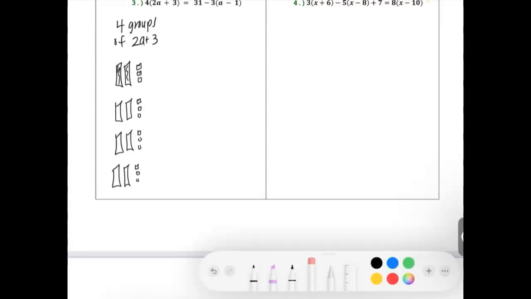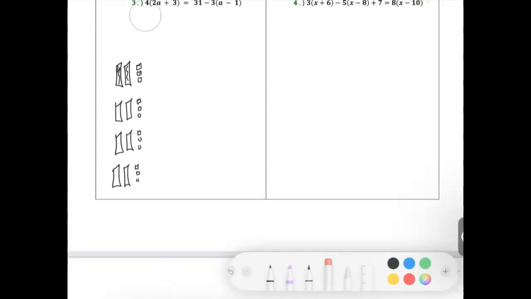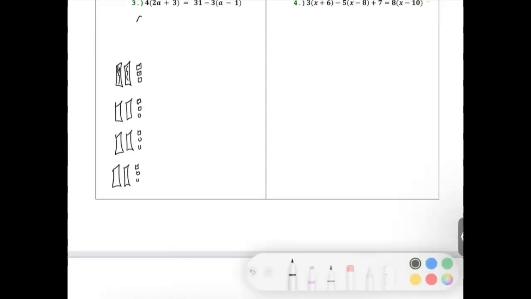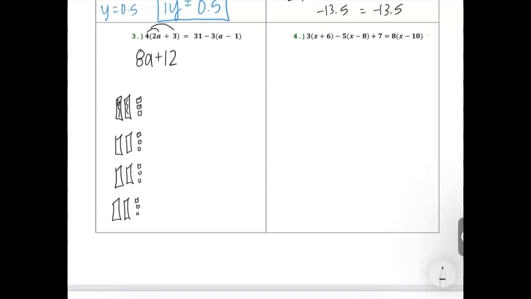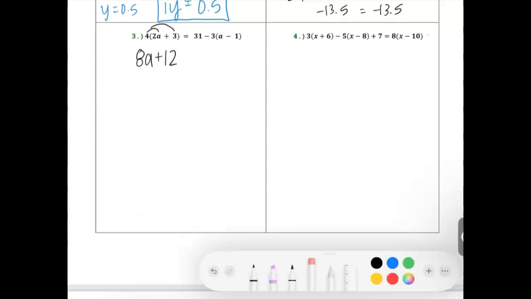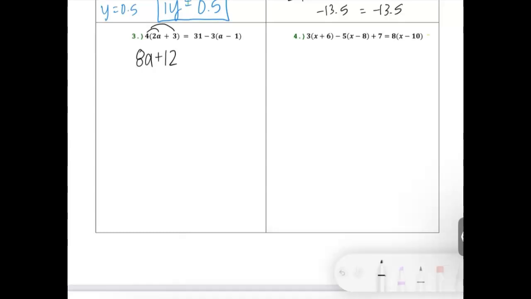Well, what that actually means is that once you solve it out, there are 8 A tiles and 3, 6, 9, 12 unit tiles. Hopefully you've seen this before, but we actually just use the distributive property. We multiply each term by 4, and that's how we get the 8a plus 12. But this is the picture representation of how that works. So first you see parentheses, you have to take care of those before you can move on with the equation. So we've taken care of the parentheses on the left side.